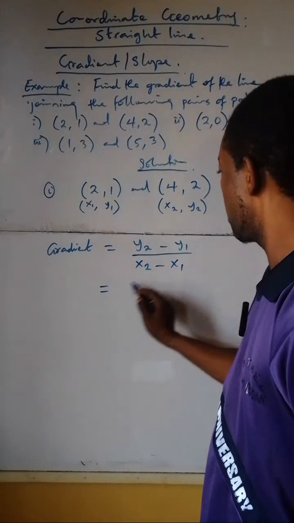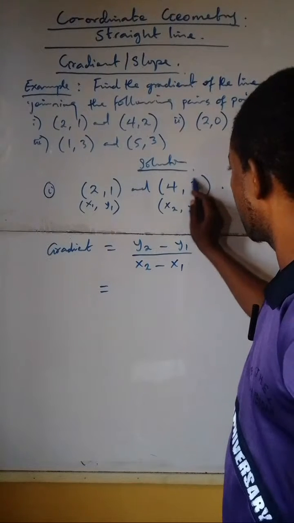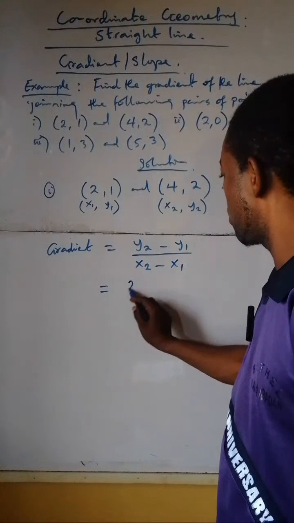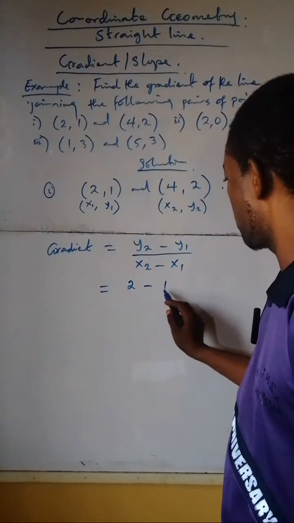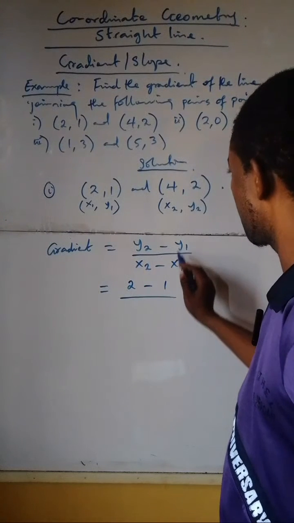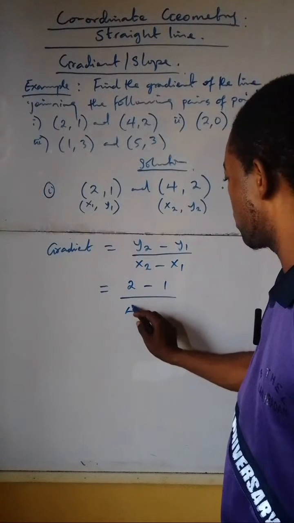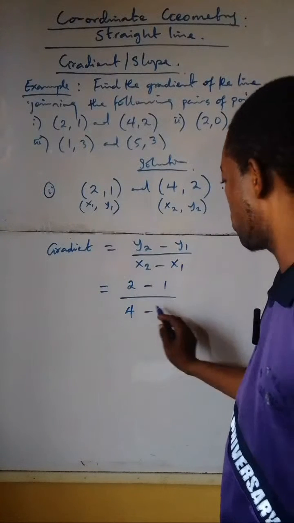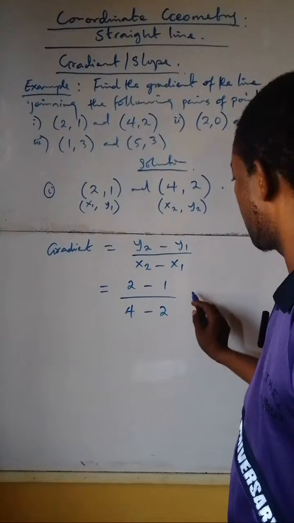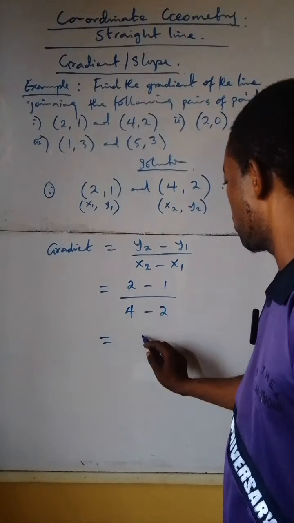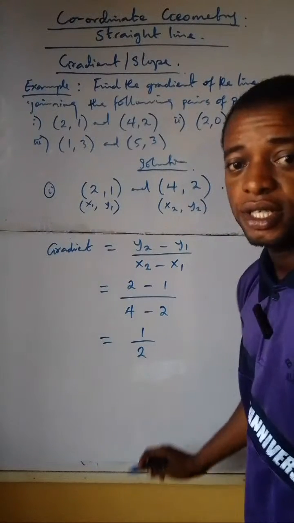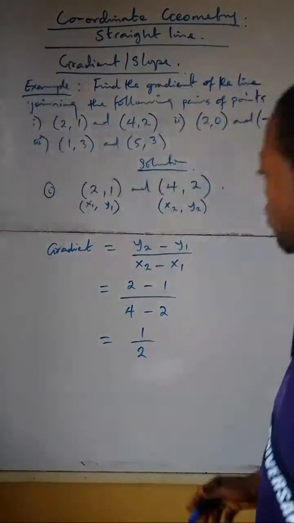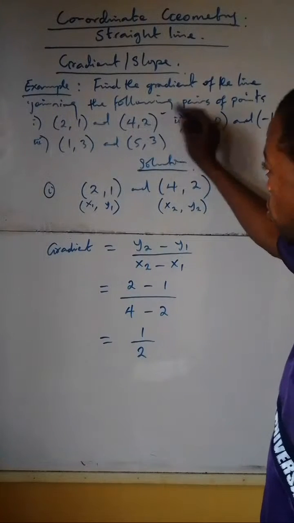Which implies here we substitute. y2 here is 2, so we have 2 minus y1, which is 1, so 2 minus 1 over x2. x2 is 4, then minus x1, that's 2. And when we solve from here, 2 minus 1, that's 1, over 4 minus 2, that's 2. So the gradient here is therefore 1 over 2 in the first question.